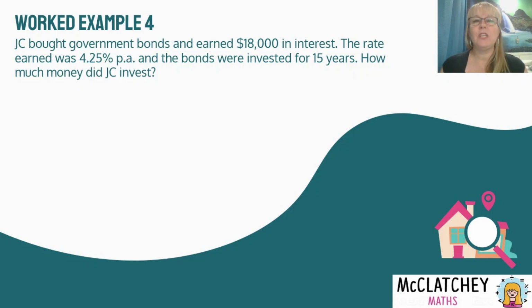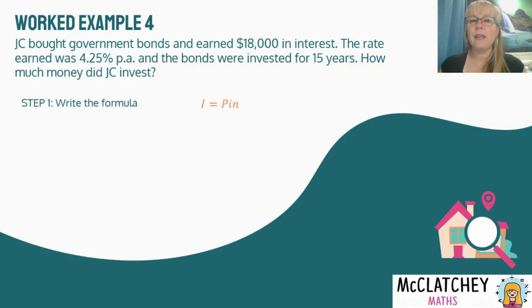In this case, I have JC, that's another one of my students, shout out to JC, who bought some government bonds and earned $18,000 in interest. The rate he earned was 4.25% per annum, and the bonds were invested for 15 years. How much money did JC invest? So you can see in this case, we're missing some key information.